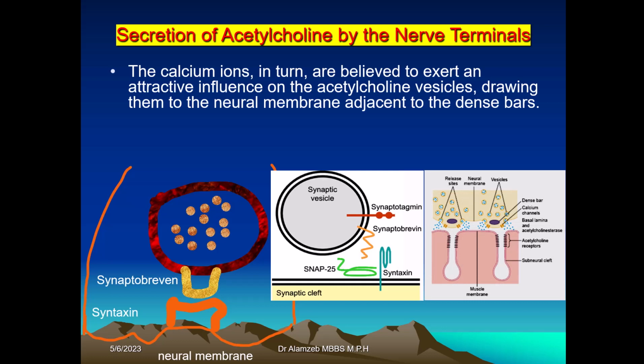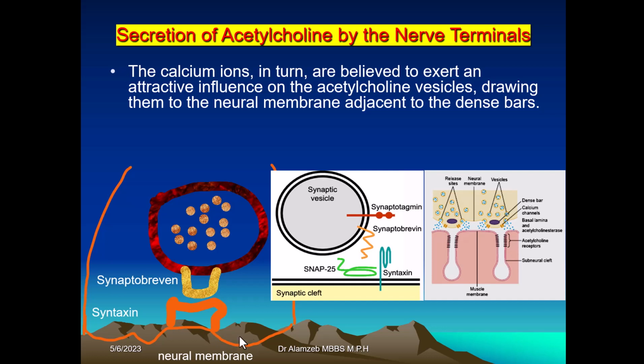The calcium ions in turn are believed to exert an attractive influence on the acetylcholine vesicles, drawing them to the neuronal membrane adjacent to the dense bar. Here we have the vesicle, and on the other hand, here we have the axonal membrane, the nerve membrane, which makes the neuromuscular junction.